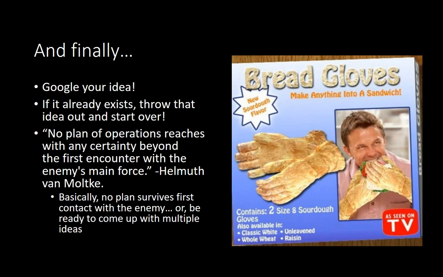So I have a quote on here. It says, "No plan of operations reaches with any certainty beyond the first encounter with the enemy's main force." What that means is that no plan survives first contact with the enemy, or you need to be ready to come up with multiple ideas, because your first idea is probably not going to work. So I just have a lovely picture of the as seen on TV bread gloves. Make anything into a sandwich.